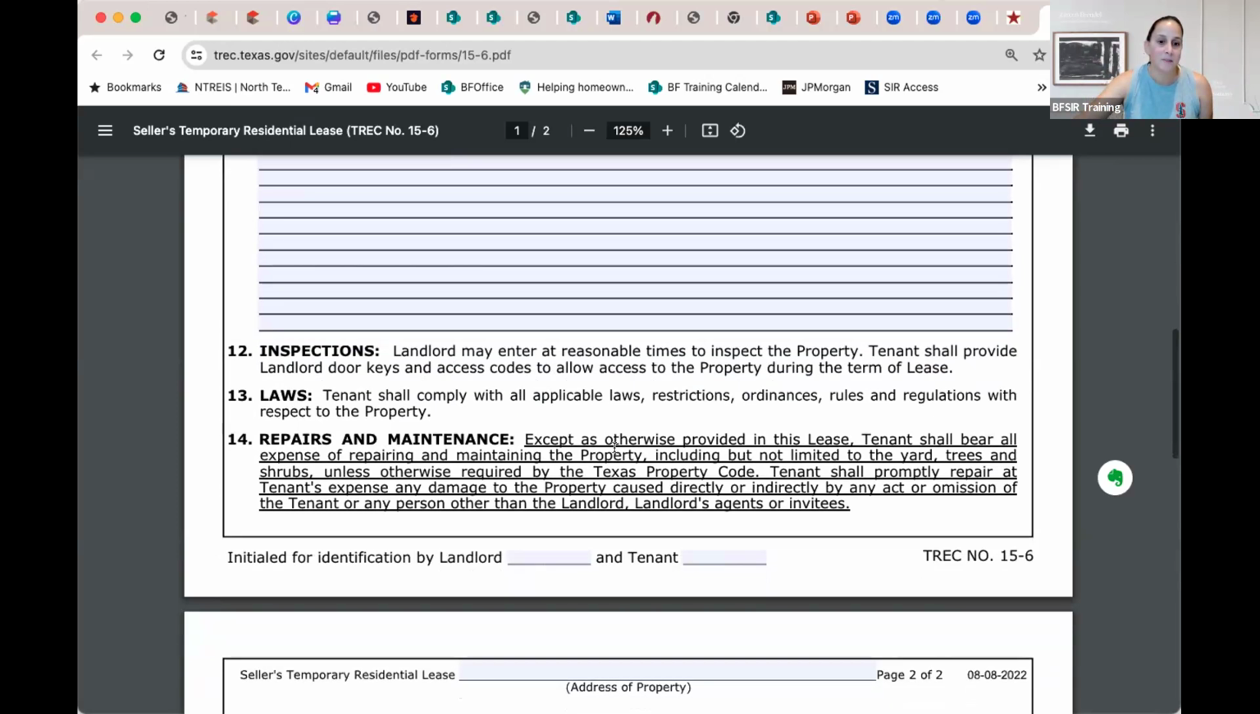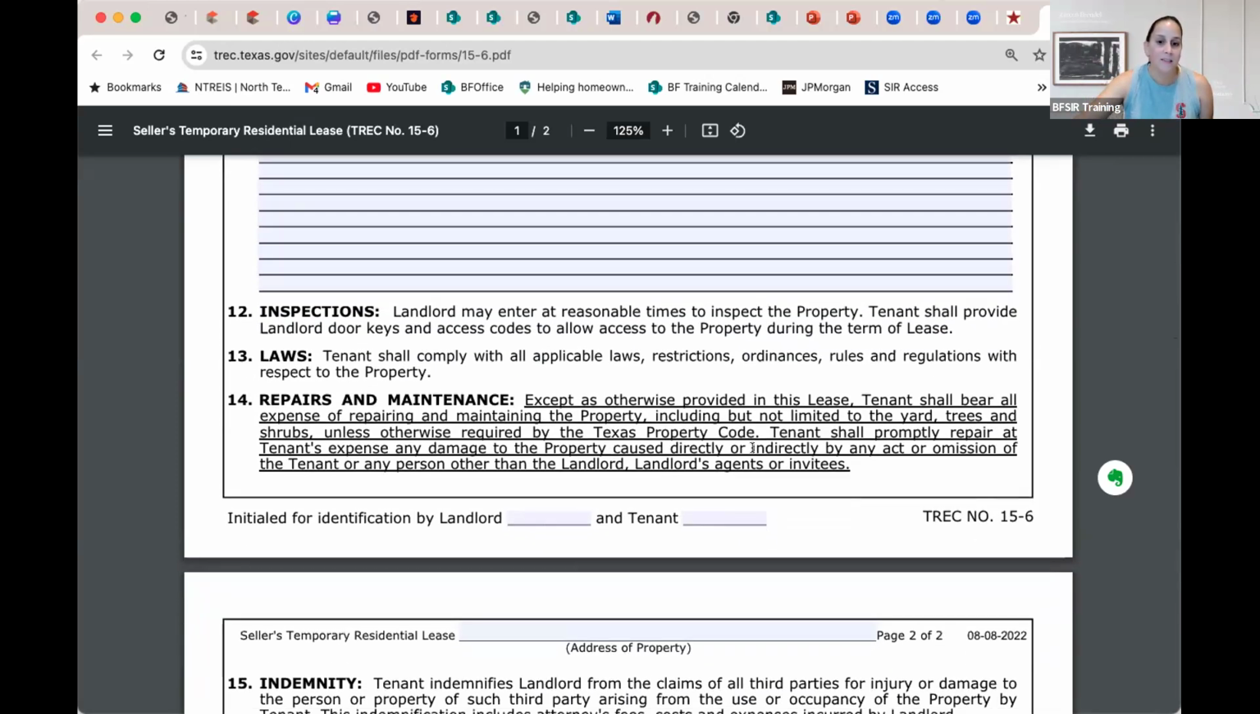Tenant will comply with all applicable laws, blah, blah, blah. Okay, this is the important part and this is why it's underlined. Except as otherwise provided in this lease, tenant shall bear all expense of repairing and maintaining the property, including but not limited to the yard, trees, and shrubs, unless otherwise required by the Texas Property Code. Tenant shall promptly repair at tenant's expense any damage to the property caused directly or indirectly by any act or omission of the tenant or any person other than the landlord, landlord's agent, or invitees.